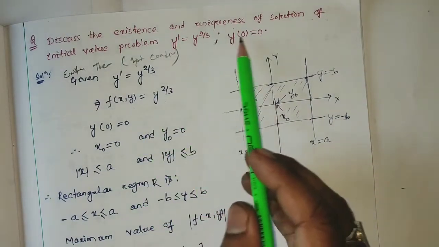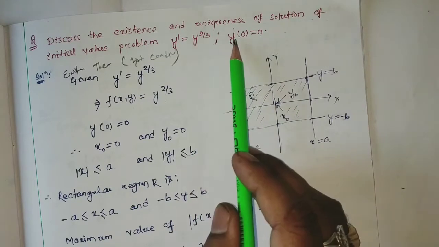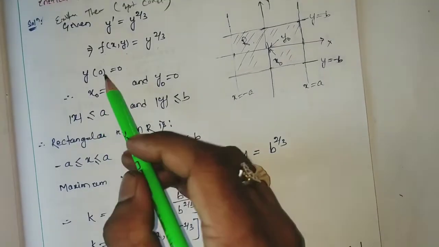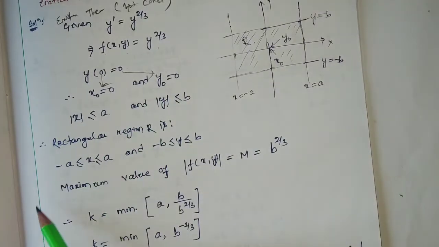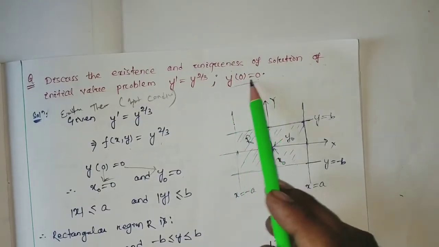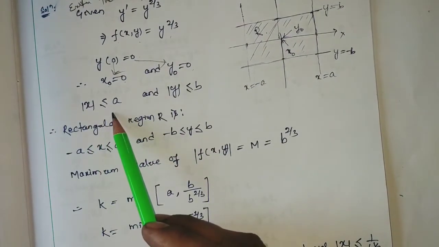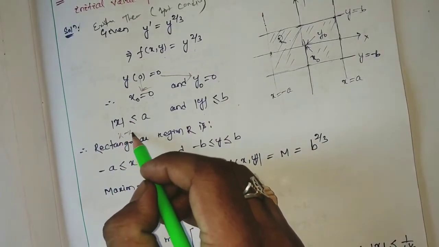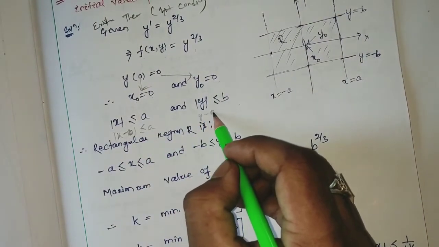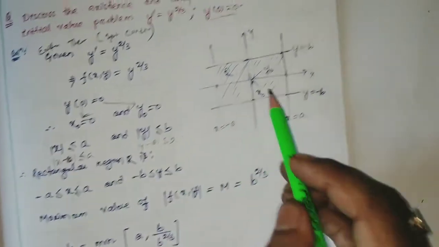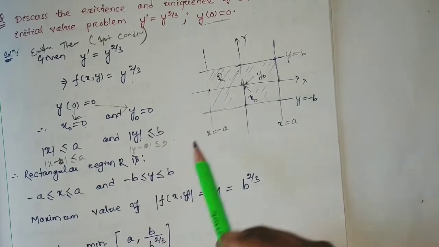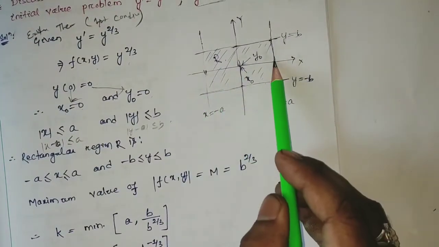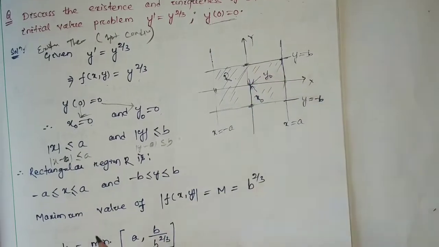But here, for the rectangle, the range is not given. And the initial value problem means the initial value condition is given, that means y(0) equal to 0, so x0 equal to 0, y0 equal to 0. As the range of the rectangle is not given, we can consider |x| less than or equal to a and |y| less than or equal to b. So here x0 equal to 0, that means x minus 0 less than or equal to a, y minus 0 less than or equal to b. That means x0, y0 are both at the center origin, and the x range is minus a to plus a, and the y range is minus b to plus b.